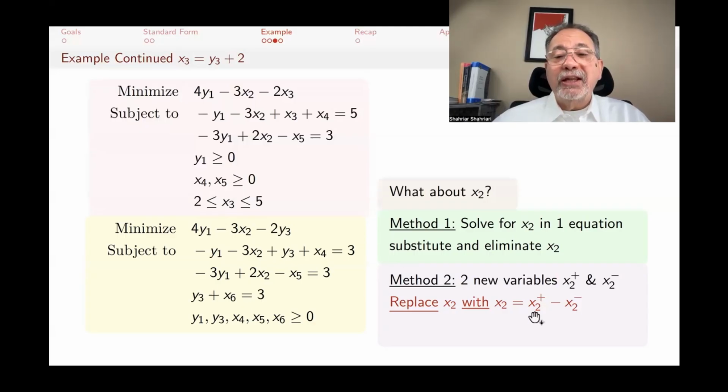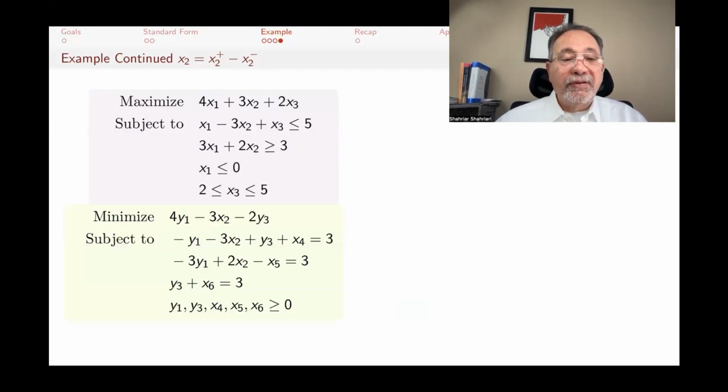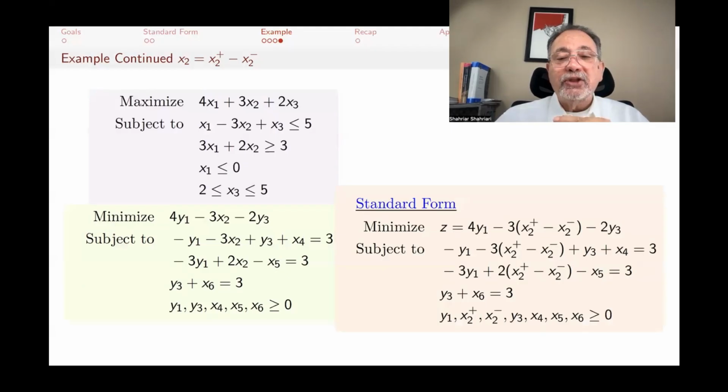Vice versa, if you have non-negative values for these two, then you will know exactly what x2 is. As long as x2 is equal to x2 plus minus x2 minus everywhere, making that change is not going to change anything in terms of the conditions or the objective function. So originally, our optimization problem was this guy. x1 plus 3x2 plus 2x3 was the thing that we wanted to maximize, and we had functionality constraints and sign constraints. Previously, we switched it to this problem where everything was fixed other than x2, and now by replacing x2 with x2 plus minus x2 minus, we are in standard form.